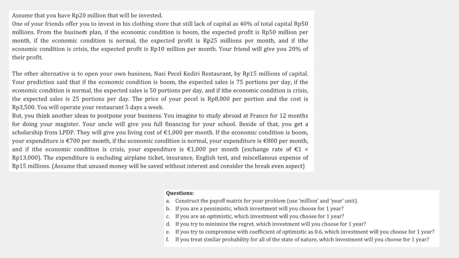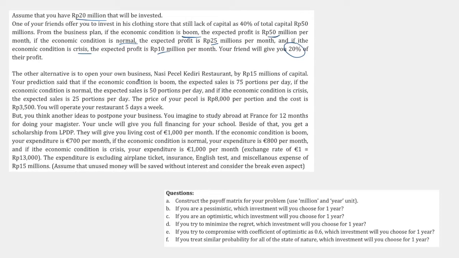Okay, so we have 20 million to be invested. Our first option is to invest in our friend's clothing store, which still needs 40% of the 50 million capital. In this option, there are three economic conditions: boom, normal, and crisis. And this economic condition will affect the profit. On boom it is 50 million, on normal it gets lower at 25 million, and at crisis it gets lowest at only 10 million. But we will only receive 20% of the profit.